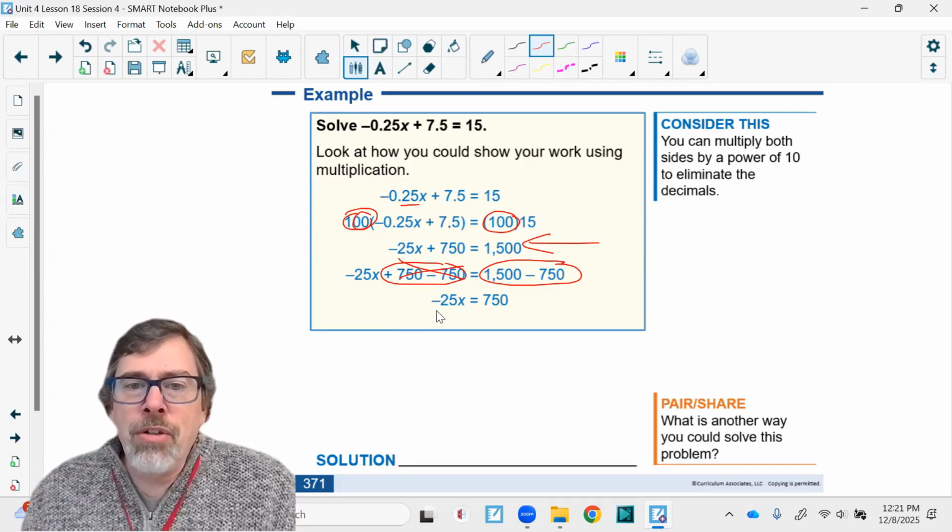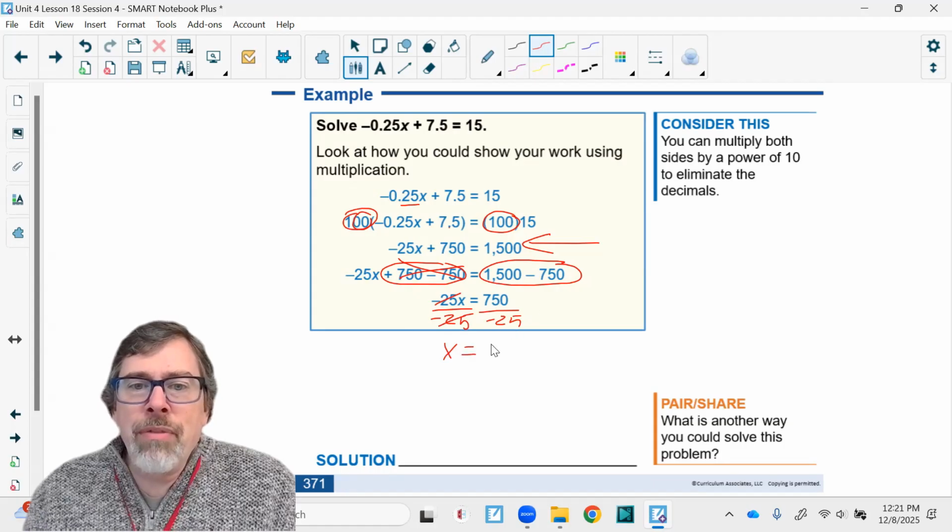So now all we need to do is divide both sides by negative 25. So negative 25 divided by negative 25 is a positive 1x. And 25 will go into 750 30 times, but a positive divided by a negative is negative. So the solution is x equals negative 30.